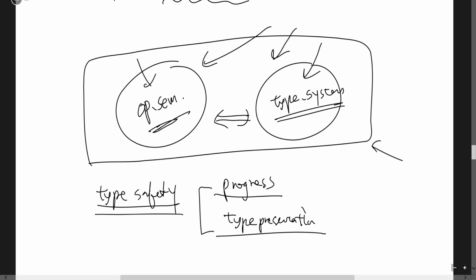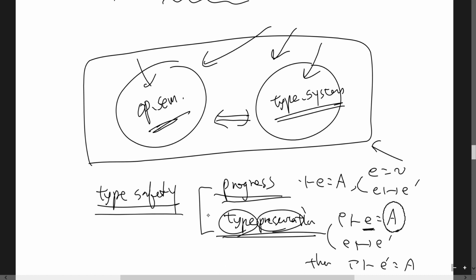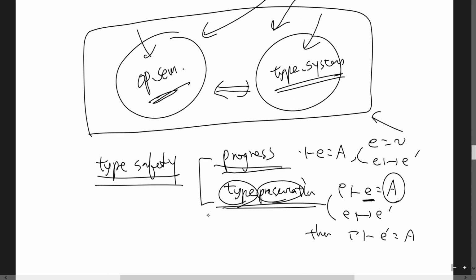The progress theorem says if we have a closed expression, then either e is a value or it reduces to e prime. And type preservation says if we have the typing judgment and expression e reduces to e prime, then we have this typing judgment. So it literally preserves types. This expression e started with type A, and the reduction ends up with another expression e prime of the same type. So literally type is preserved.